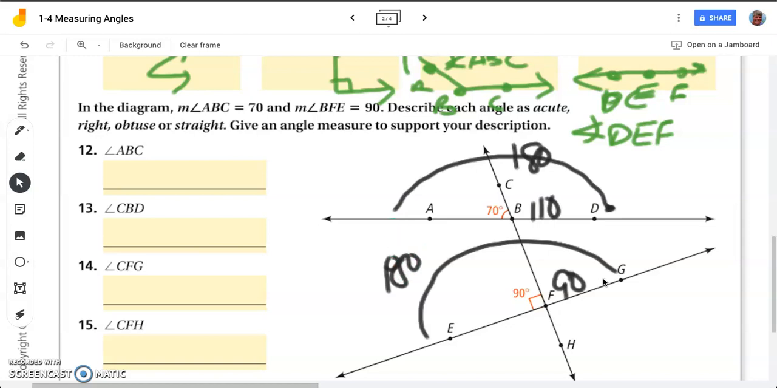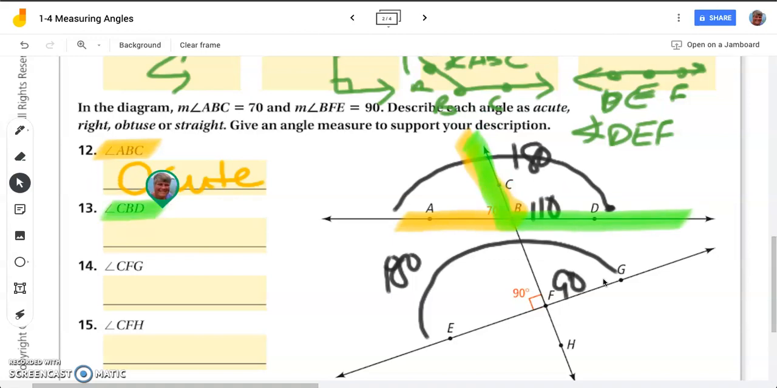So if we start with angle ABC, A start 2 through 2, we can see that that's an acute angle because it is 70 degrees. Your second one is CBD, so CBD we can see is an obtuse angle. Oh, I could change that out of highlighter, make it a pen. Obtuse.